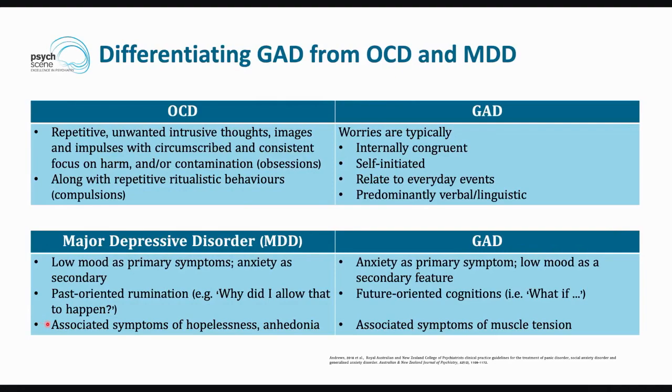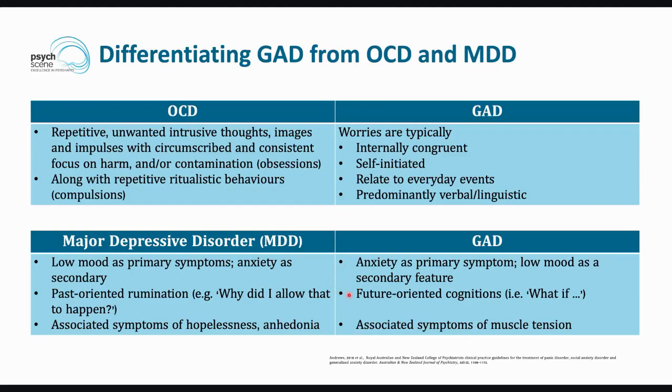And there are associated symptoms, of course, of anhedonia, hopelessness, worthlessness, and in some cases, of course, we know as severity increases, suicidal ideation as well. In generalized anxiety, anxiety is a primary symptom. Low mood may occur as a secondary feature.